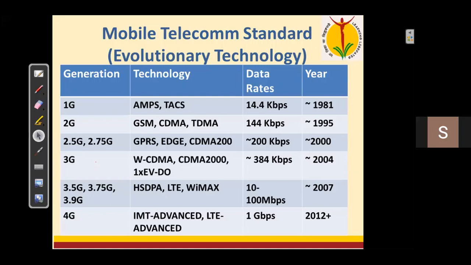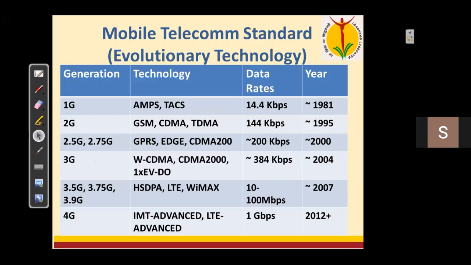In the first generation, the Advanced Mobile Phone System, the data rate was very low, established in 1981 at 14.4 kbps. After that, the Global System for Mobile communication came. That is the second generation, and the data rate increased by 10 times, to 144 kilobits per second. See, this revolution is very fast. You can see how the upgradation happened.